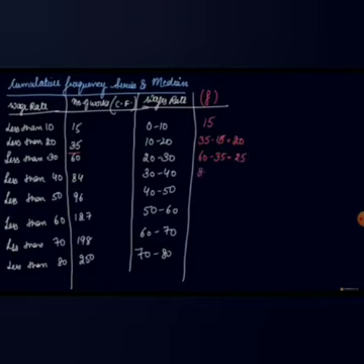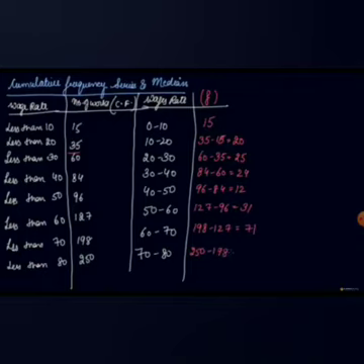30 to 40 is 84 minus 60, 24. 40 to 50 is 96 minus 84, that is 12. 50 to 60 is 127 minus 96, which is 31. Then 198 minus 127, which is equal to 71. Then 70 to 80 is 250 minus 198, which is equal to 52. So when you do the summation of F, it will be 250.